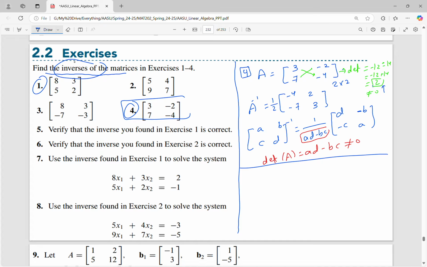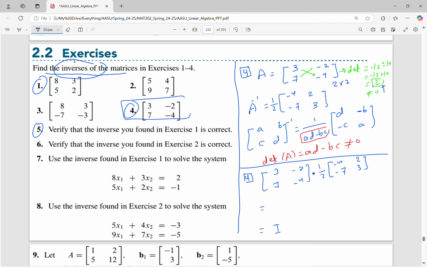For the second question, verify that the inverse you found is correct. What do we mean by this question? We mean, for example, in number 4 again, I have the matrix 3, negative 2, 7, negative 4. We found the inverse to be half, negative 4, 2, negative 7, 3. How do we verify if our answer is correct? We multiply the two matrices. I must get the identity. So the question now, do we get the identity? If we get the identity, the solution is correct. If we don't, it's not.